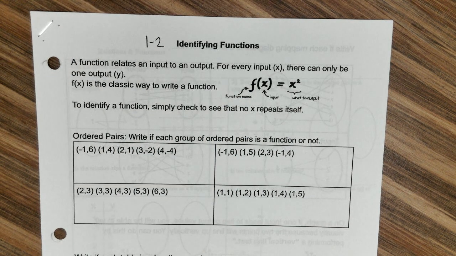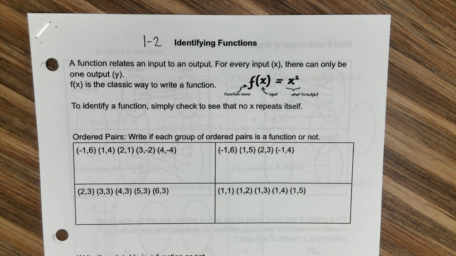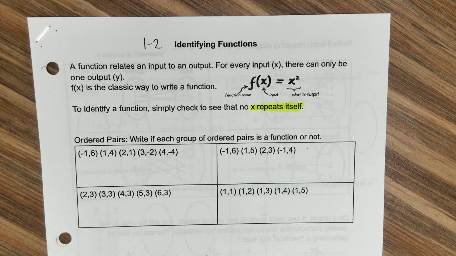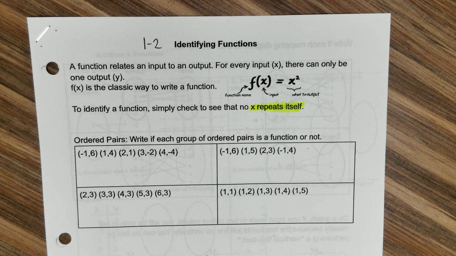To identify a function, all you have to do is make sure that no x repeats itself. That's all you care about. On a graph, they can be crazy squiggly lines. They can be lots of different things. The only thing you care about is what? The x doesn't repeat. Okay? So we're going to look at ordered pairs. We're going to look at tables, mapping diagrams, and graphs. And your goal today is just going to be able to say, yes, it's a function, or no, it's not.